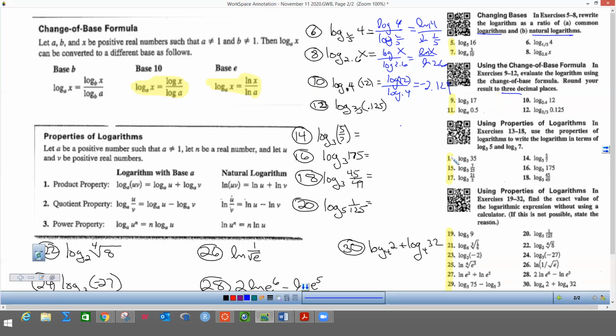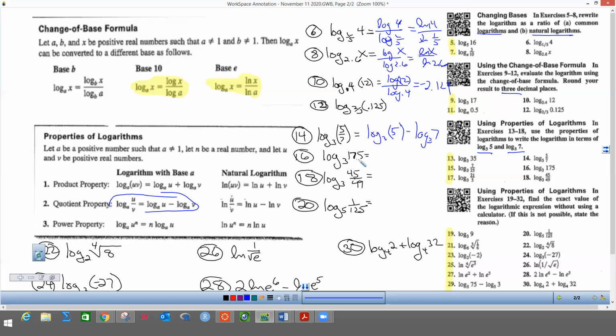Down here for number 14, it says using properties of logs, write the log in terms of log base 3 of 5 and log base 3 of 7. So this is the division one, so that is this one. I get to write that as log base 3 of 5 minus, and I probably should put parentheses there, log base 3 of 7.